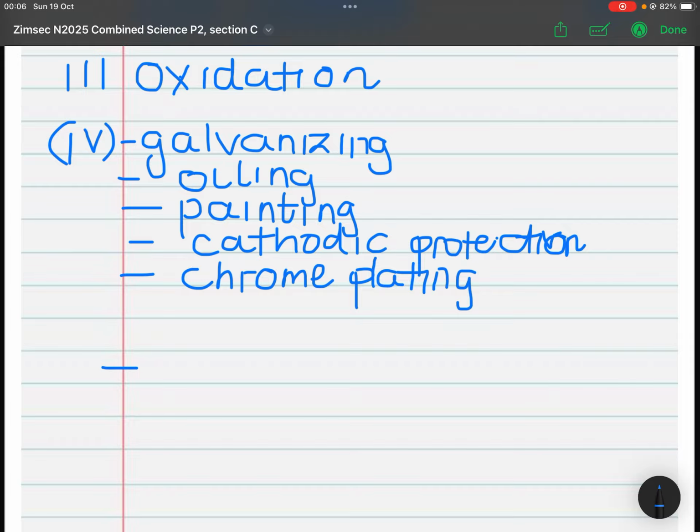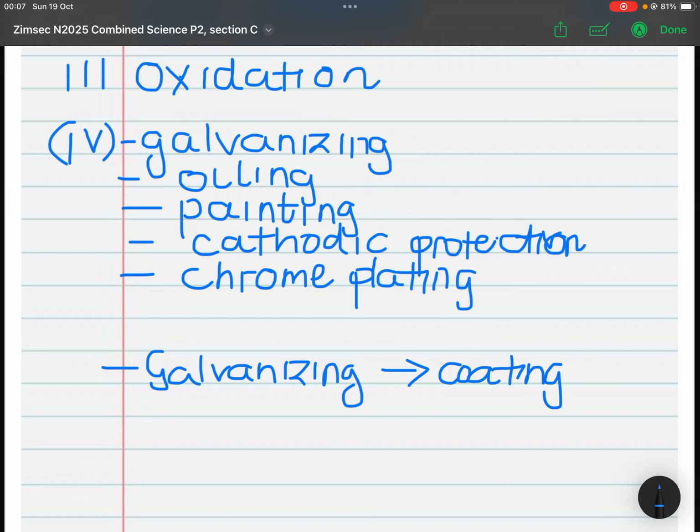So here, let me just summarize. In galvanizing, this is coating of iron by zinc, right? We are coating iron by zinc, and this one is known as sacrificial protection. The zinc is the one that corrodes instead of the iron.